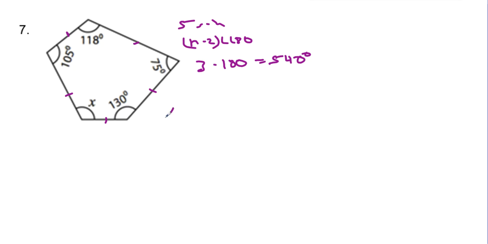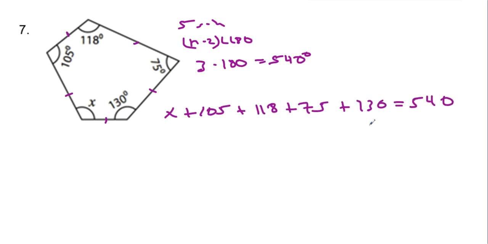I'm going to have x plus, going around this way, 105 plus 118 plus 75 plus 130 is equal to 540. Grab that handy dandy calculator, subtract this, subtract that, subtract from 540. I'm going to get x is equal to 112 degrees. Moving on.